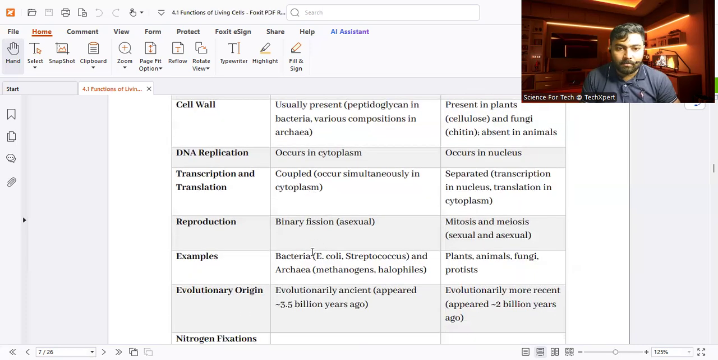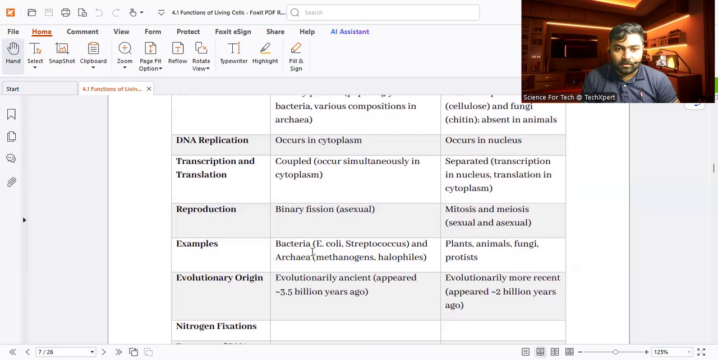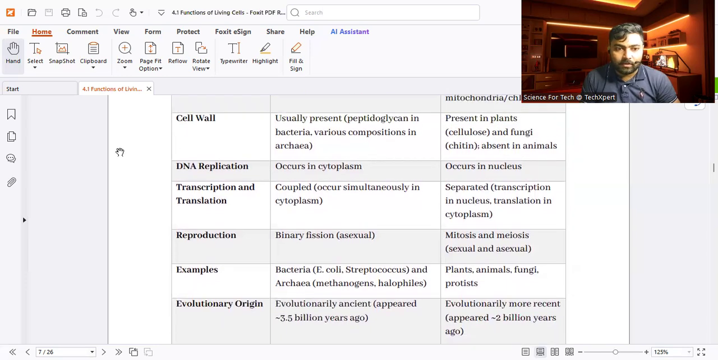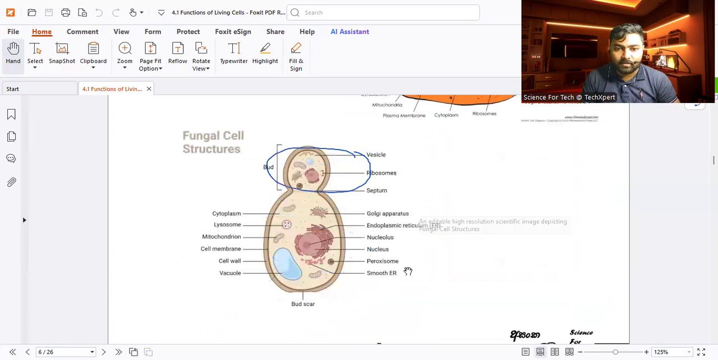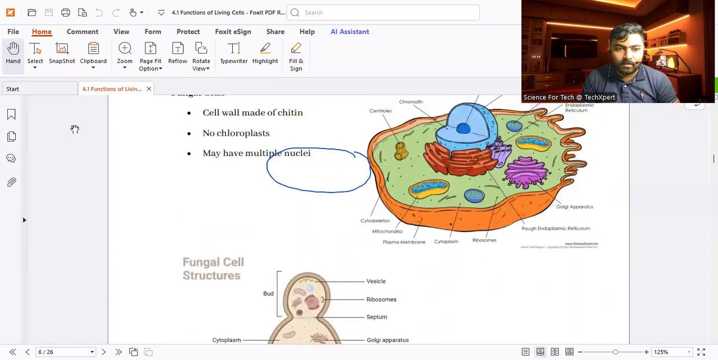Then DNA replication. Does it occur in the cytoplasm or in the nucleus? In the prokaryotic cell there is no nucleus, so DNA replication happens in the cytoplasm. Cytoplasm is a jelly-like area in which all the organelles are embedded. We can see all the organelles are in this cytoplasm. Understood?